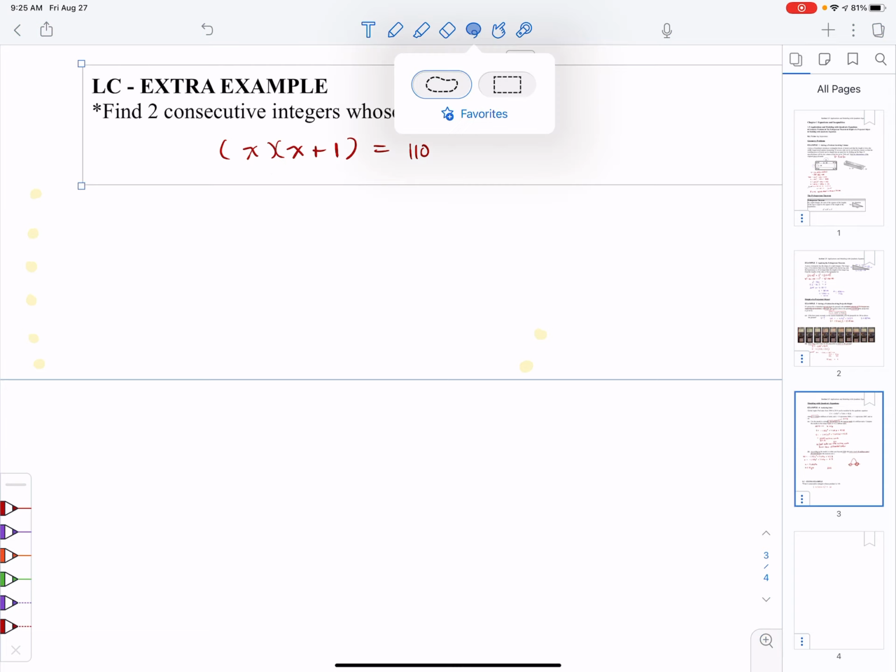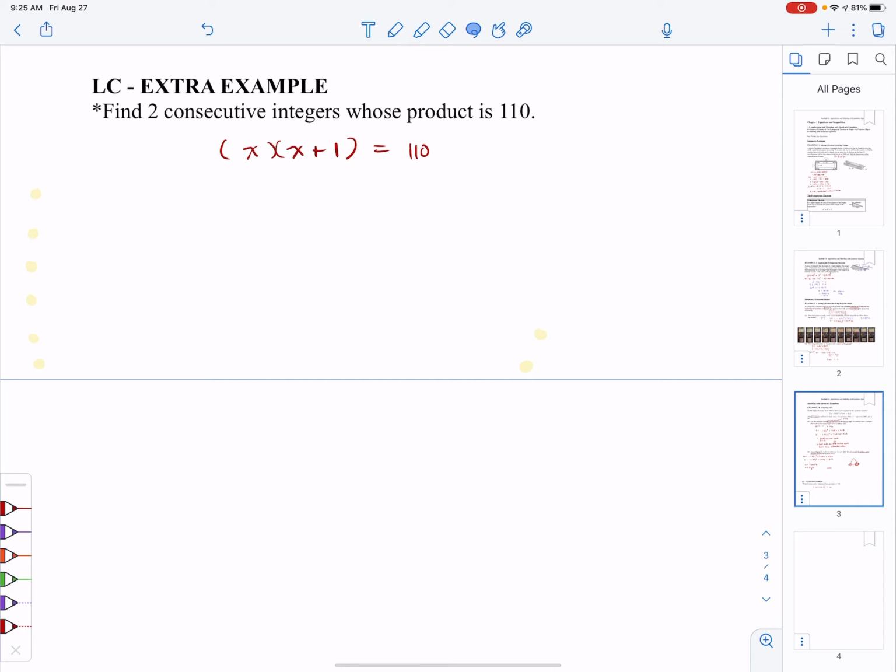And so then what we'll do next is just clean this up. We want to multiply, and we'll get x squared plus x equals 110. And we'll pull that 110 over so that we can solve our quadratic. This one's a pretty easy one to factor. So we have (x plus 11) times (x minus 10) equal to 0. Solve your mini equations and you get x equals negative 11 or x equals 10.